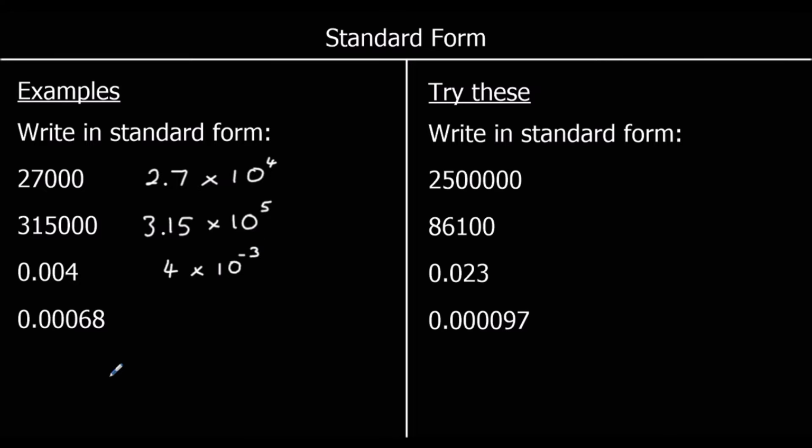And finally, 0.00068. So number between 1 and 10 is 6.8 times 10. I want to divide by 10, so I'm going to have a negative power. And how many times do I divide by 10? That will be 4. There's a slight trick here. If you count the number of zeros, including the one before the decimal place, 1, 2, 3, 4 times 10 to the power of minus 4. 1, 2, 3 times 10 to the power of minus 3. That works for negative powers.